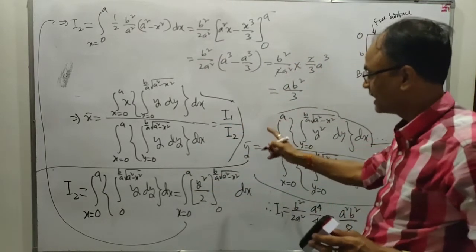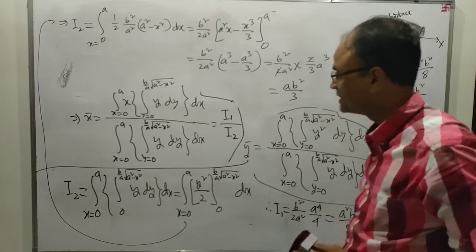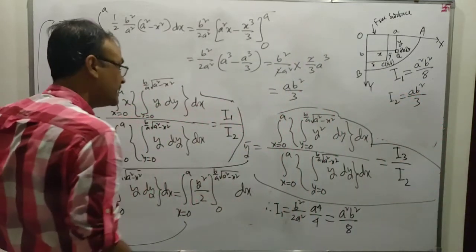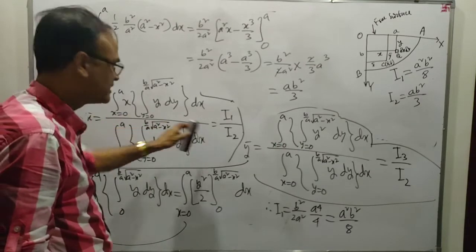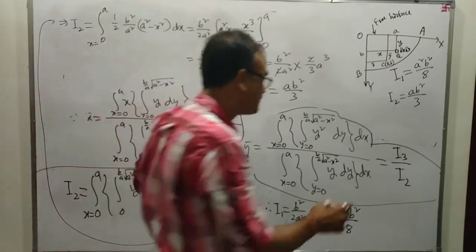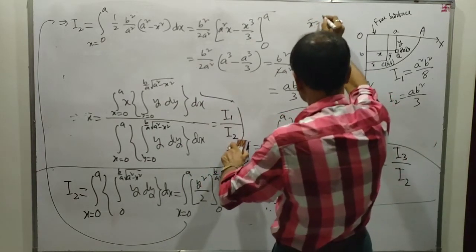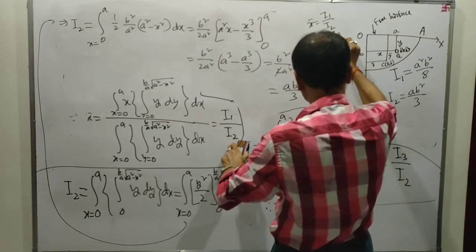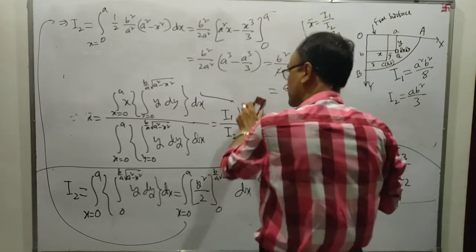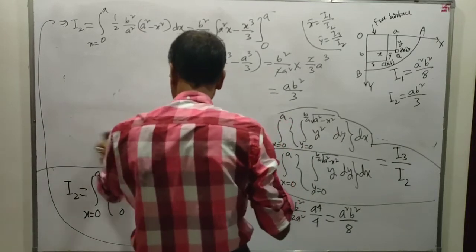We have calculated I1 and I2. Now, what will be I3? To calculate I3, x bar is equal to I1 by I2, and y bar equal to I3 by I2. Thus, we have calculated x bar.